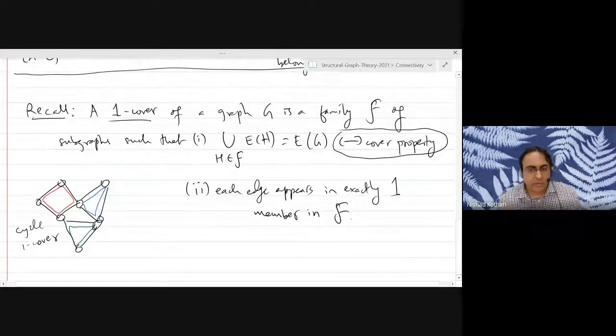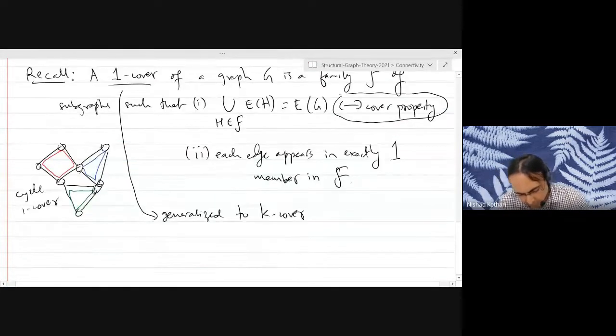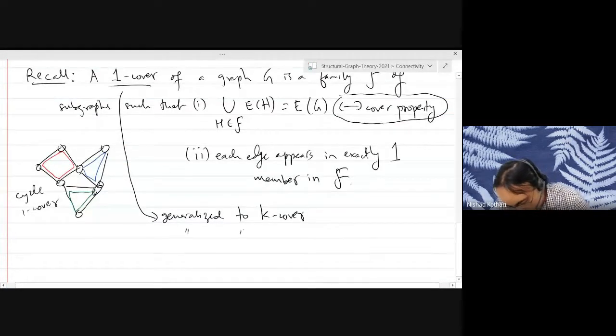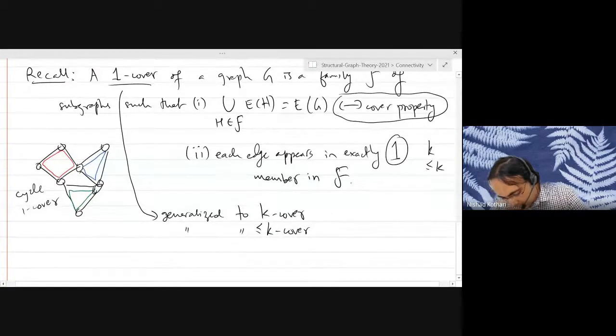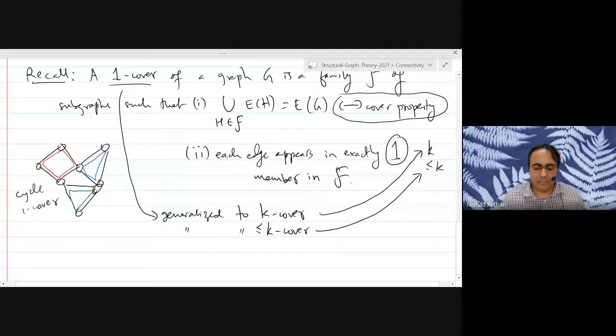So we know what a 1-cover is. So you can imagine what a k-cover is, right? Each edge appears in exactly k members in the family script F. So this can be generalized to k-cover, and I can also generalize it to at-most-k cover, where each edge participates in exactly k or at most k members, right? Fine.